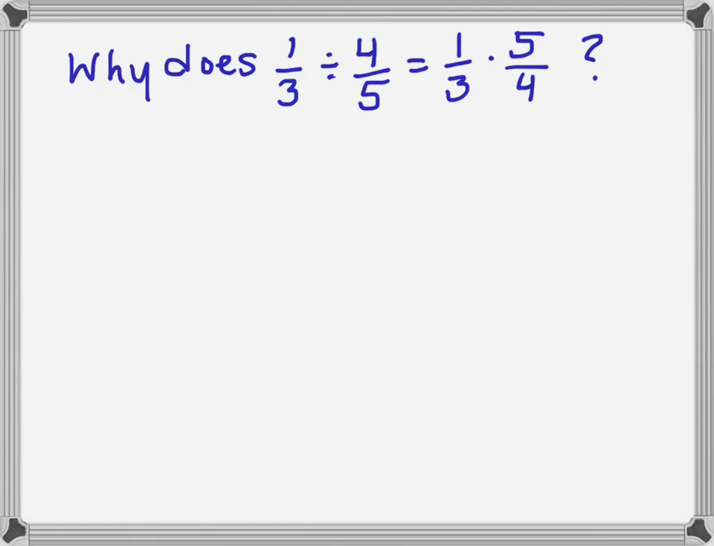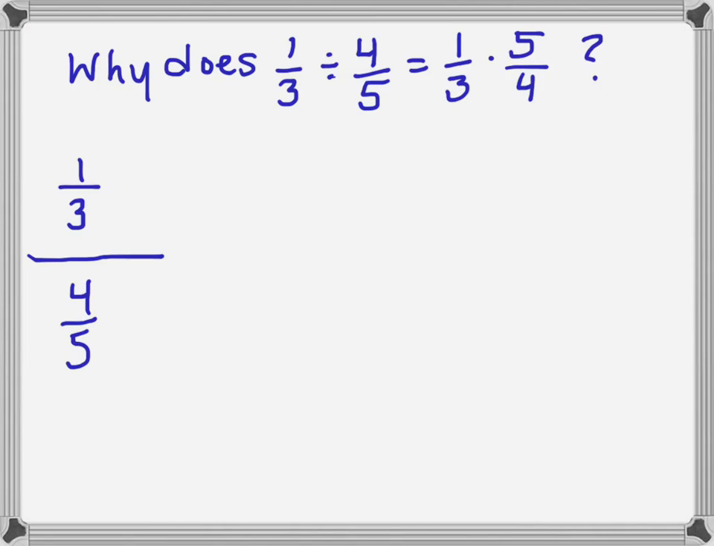Okay, let's talk about why this works. So we know that to divide 1/3 divided by 4/5, we would change this to 1/3 times 5/4. And let's talk about why. Okay, so first of all, I'm going to write this as a complex fraction, which just means a fraction divided by another fraction, and I write it as a huge fraction with fractions in the numerator and denominator.